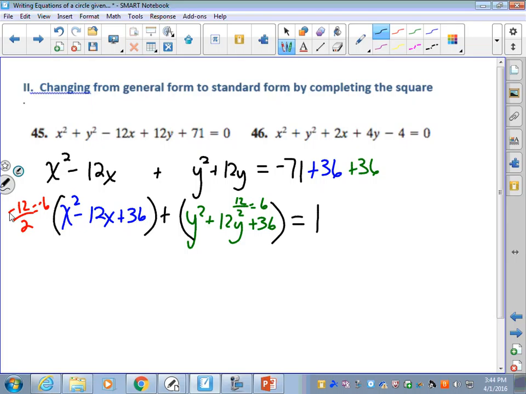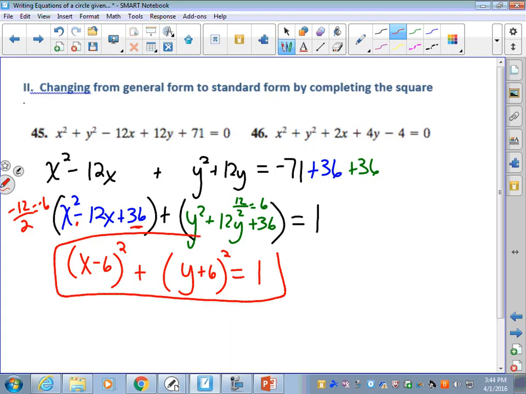And now we have a quadratic with no number in front of the x squared, which the number really is 1. But now we can factor like we've done before. So this is going to be a perfect square trinomial. All we have to do is take the square root of that last number and use the sign that's between the x squared and the 12x. So this is going to be (x minus 6) squared plus (y plus 6) squared is equal to 1. And that is our equation of our circle.